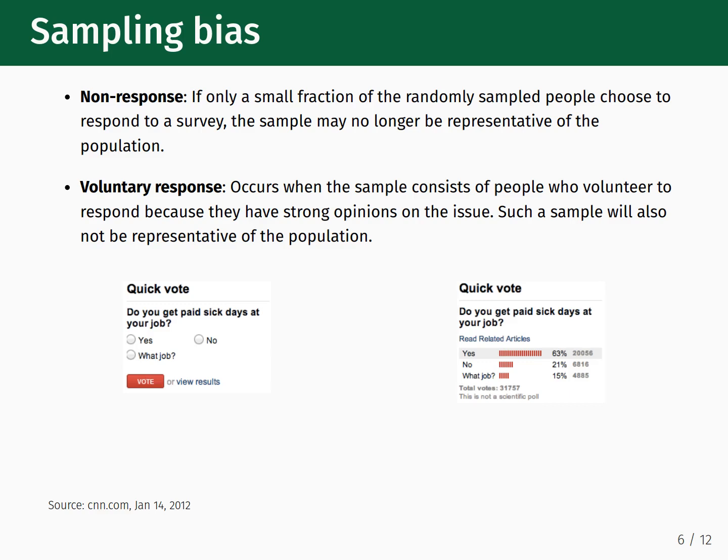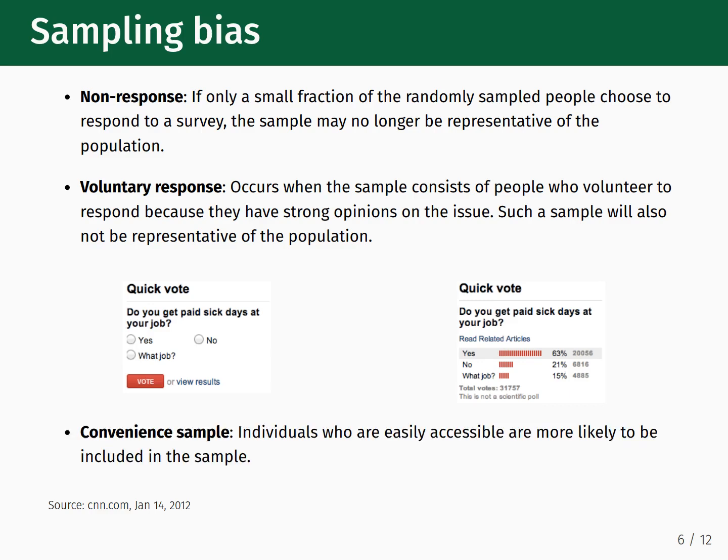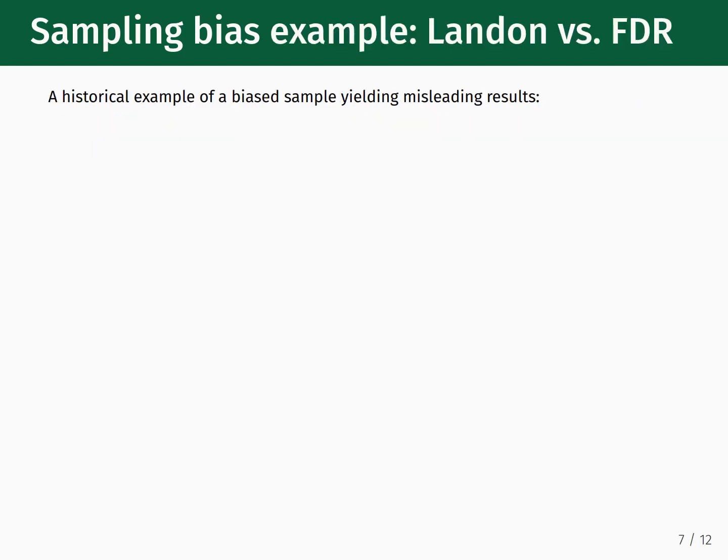Yet another source of bias is the convenience sample, which means there are certain kinds of people that are easier to access and thus are more likely to be included in the sample, even when you sample randomly. These types of biasing mechanisms were at play in the following historical example.